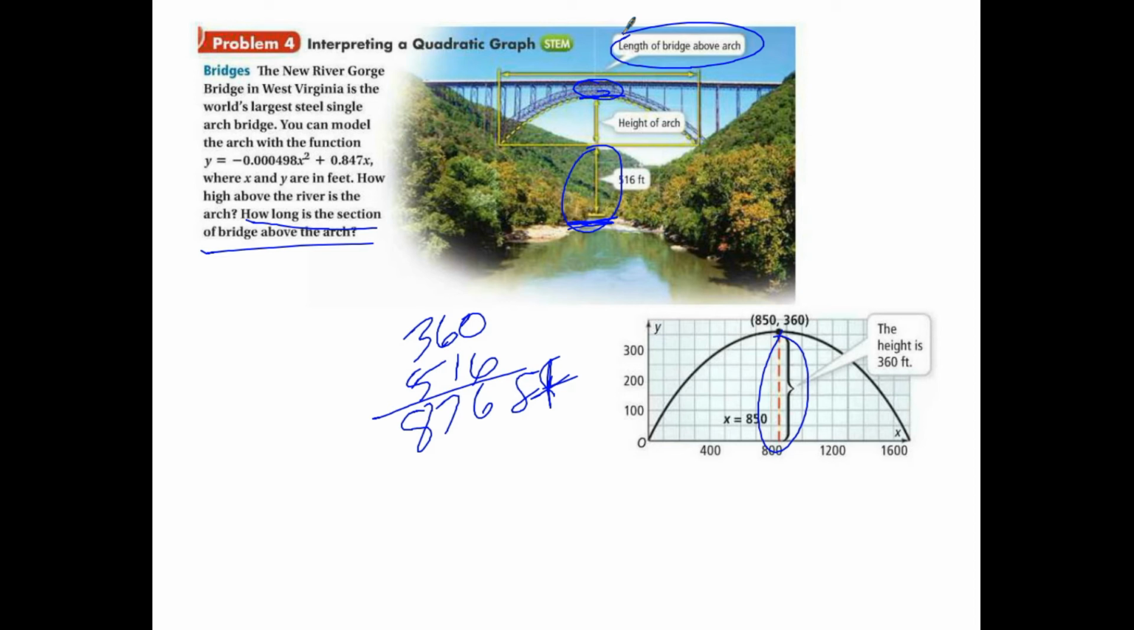What's the length of the bridge above the arch? 1,600 feet. It's right there. From 0 to 1,600. So this distance right here is the length of the bridge above the arch. Okay? So that's just above the arch, though. We still have all this length here and all this length here. So the total length of the bridge is way longer than 1,600 feet.